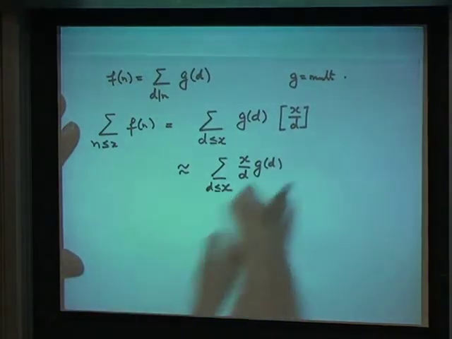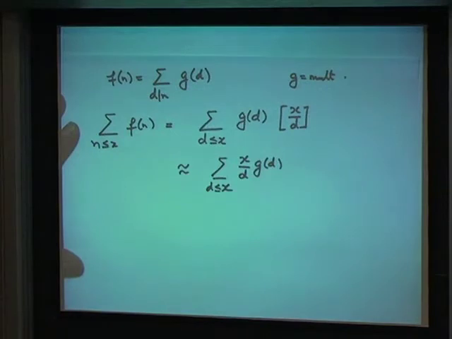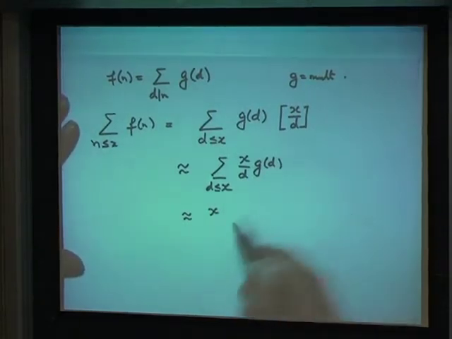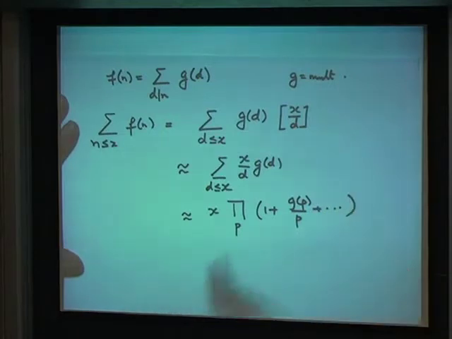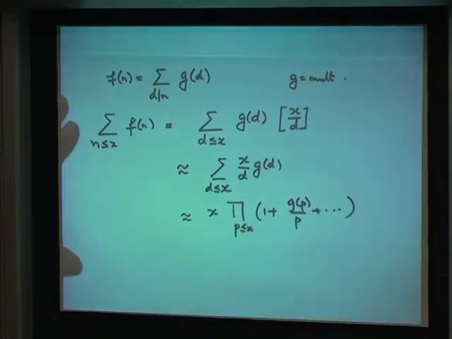And now let me pretend that I extend the sum over d to infinity, so I can think of this as being roughly x times the sum over all d, which would give me some product over all primes p, 1 plus g(p) over p plus, etc. Okay, maybe I should say p up to x, let's say.